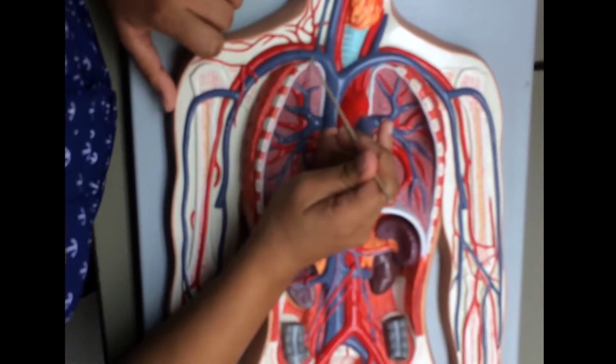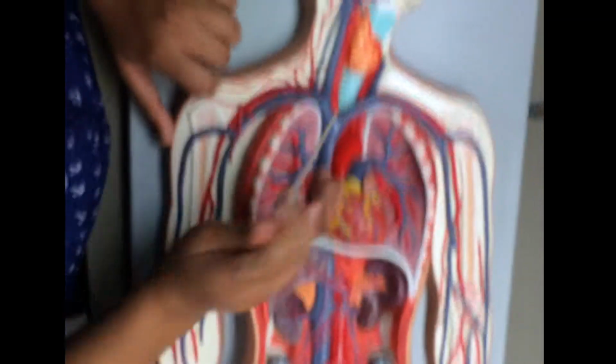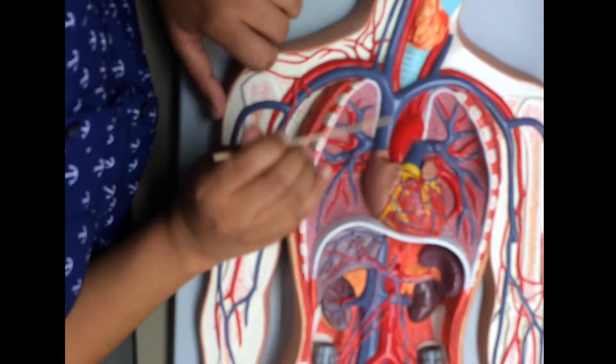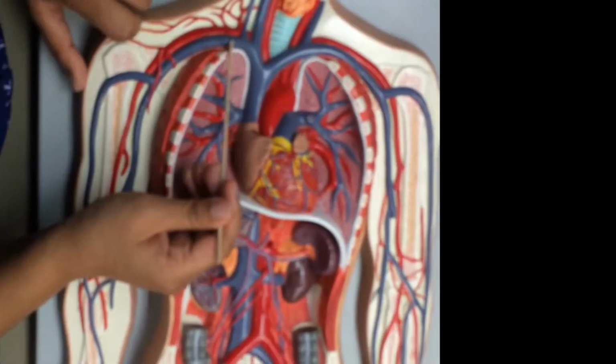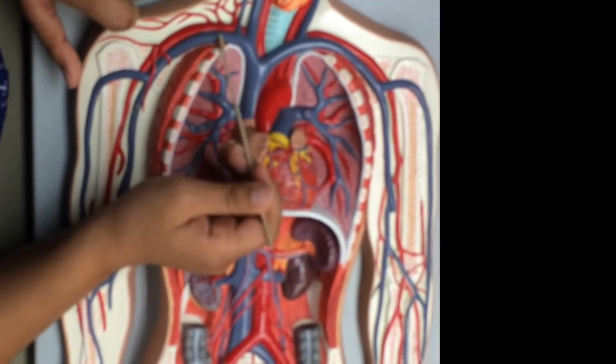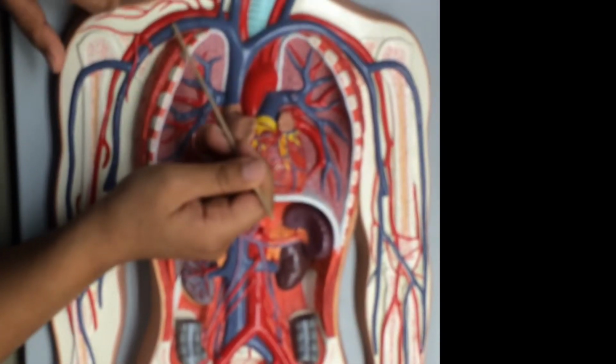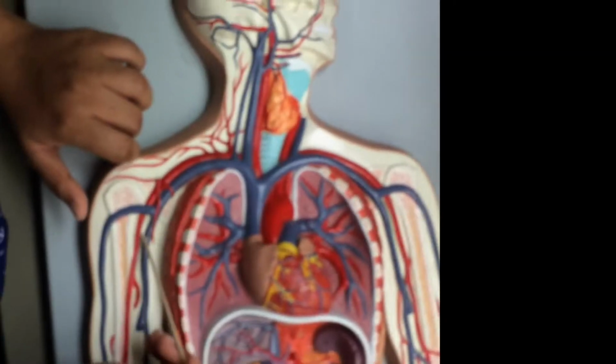The subclavian vein and the internal jugular meet to form the brachiocephalic vein, which drains into the superior vena cava. The subclavian vein, as it passes the first rib, in the axillary region, we call it the axillary vein, which runs down as the brachial vein.